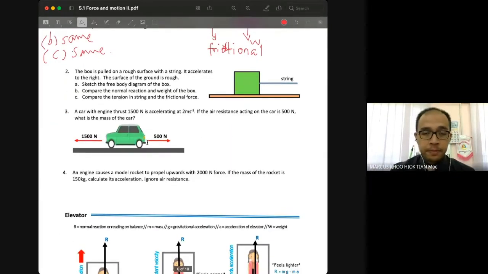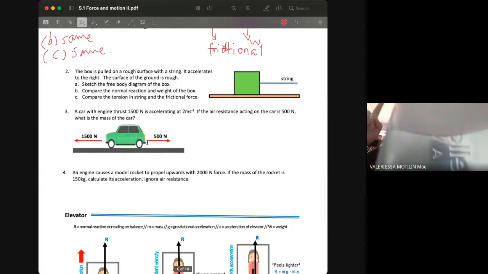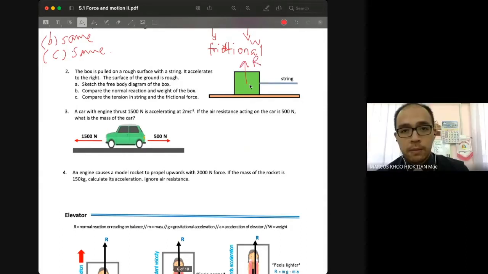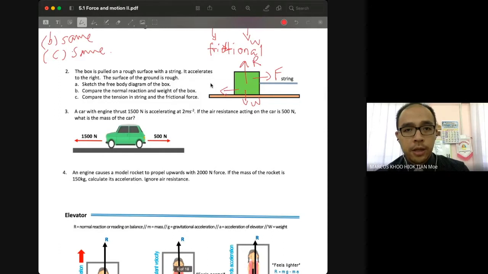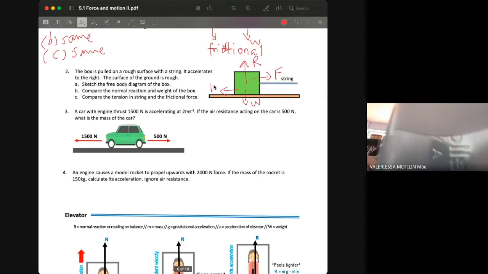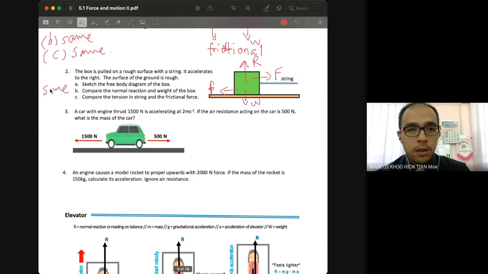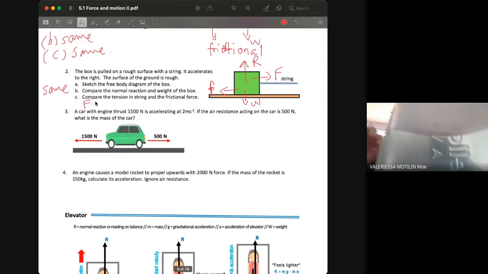Valerisa. Atas normal reaction, di bawah weight. Di dekat string tuh pulling force, yang sebelah dia frictional force. Okay, very good. Compare, please. Normal reaction equal to weight. Okay, same. Yes. Tension and the frictional force. The tension in the string is bigger than the frictional force. Okay, it's bigger than the frictional force.